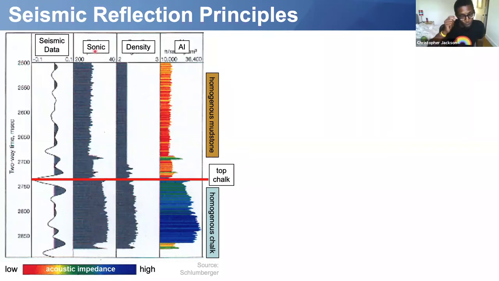We can, in that borehole, measure a bunch of properties. One is the sonic velocity of the rock. So we put these sensors against the borehole. Another is the density. We can measure how dense the rocks are. And that's those two tracks in the middle.